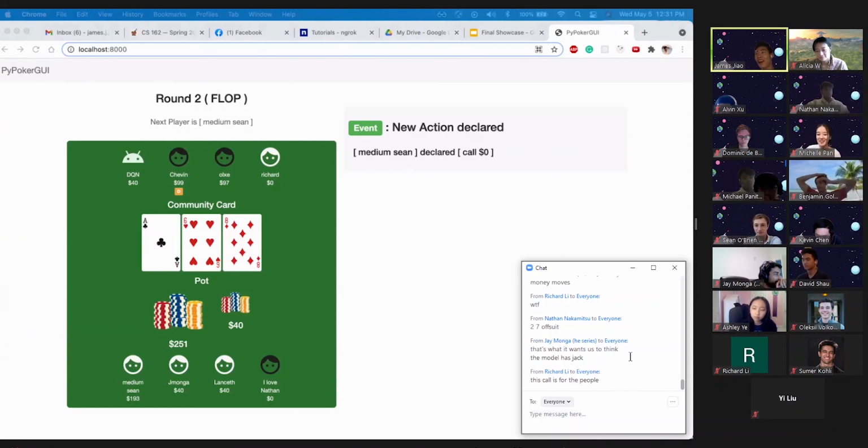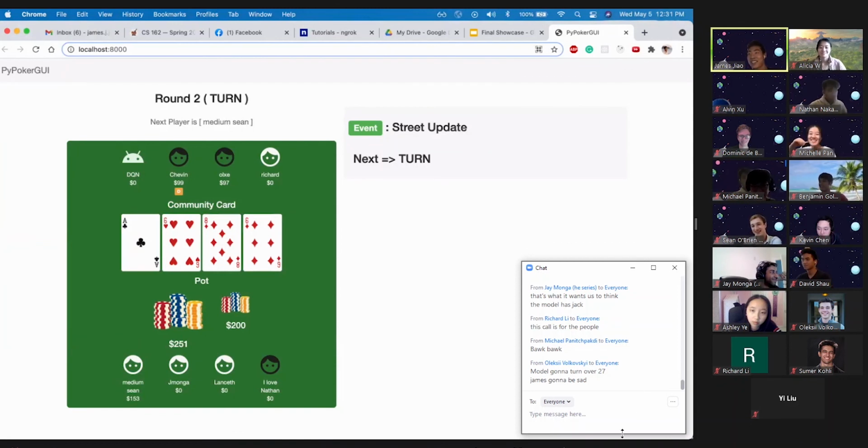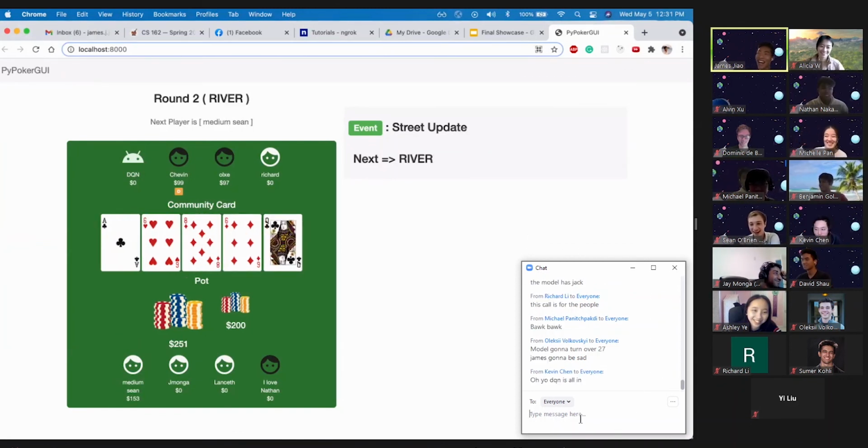All right, ace is on the board. I hope this model plays tight. He's got ace queen. All right, so Medium Sean checks. We got someone shoving already. My goodness. Come on, model, you can fold. These guys probably have something. Oh my God, the model decided to call as well. Jesus Christ. The model's going to turn over 2-7. All right, let's see who's going to win. Come on, model, you can do this.